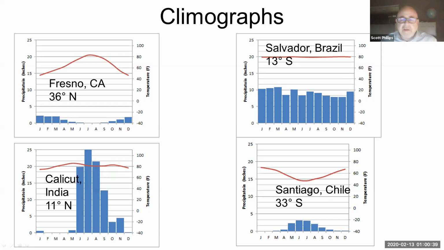This is in Santiago, Chile, and one thing that I'll highlight, if you compare that to Fresno, is that the temperature patterns are quite the opposite, as are the precipitation patterns. So Santiago, Chile has a similar climate to California, but Santiago, Chile is in the southern hemisphere. So southern hemisphere locations are going to have an opposite pattern from northern hemisphere locations.